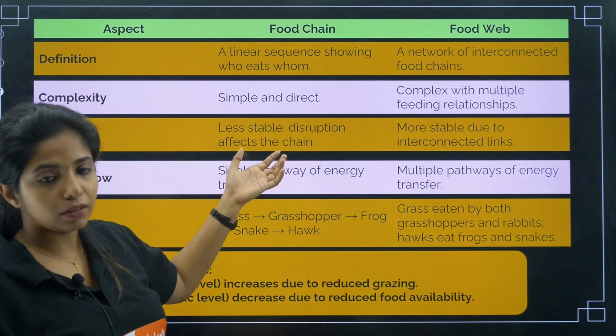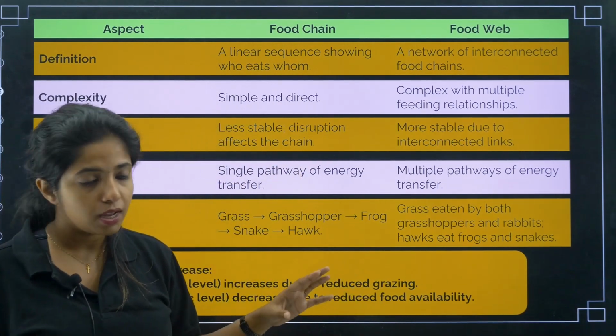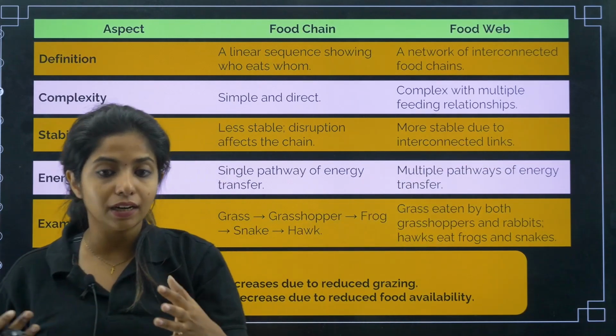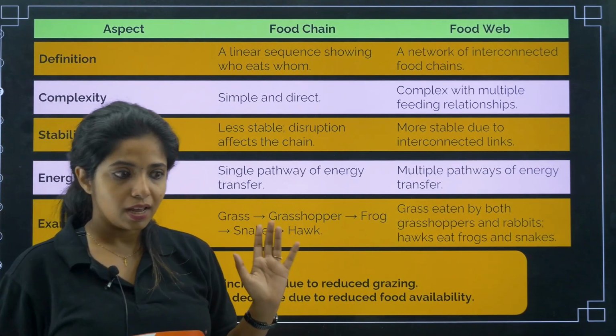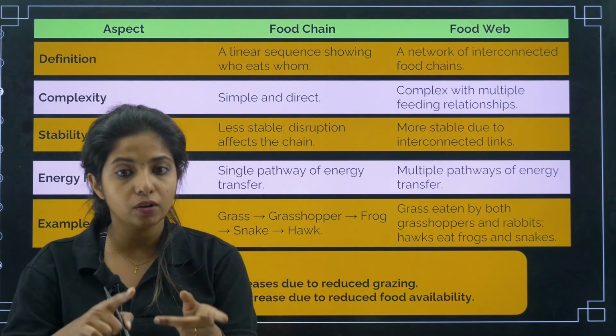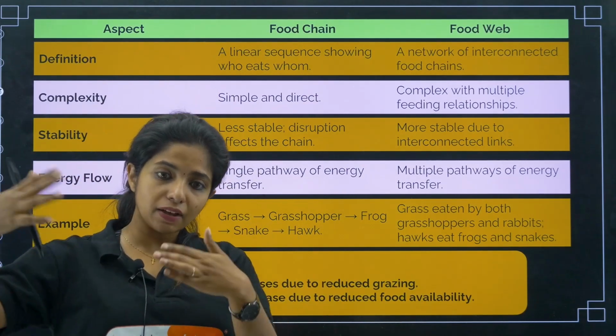Food chain is less stable, hence disruption affects the chain. If there is one problem, it will affect the whole chain. Food web is more stable due to interconnected links. So they have multiple options right there. Now, single pathway of energy transfer: the energy will be moving from one organism to another organism to another organism. So there is only a single way. But as you know, food web is having interconnected links.